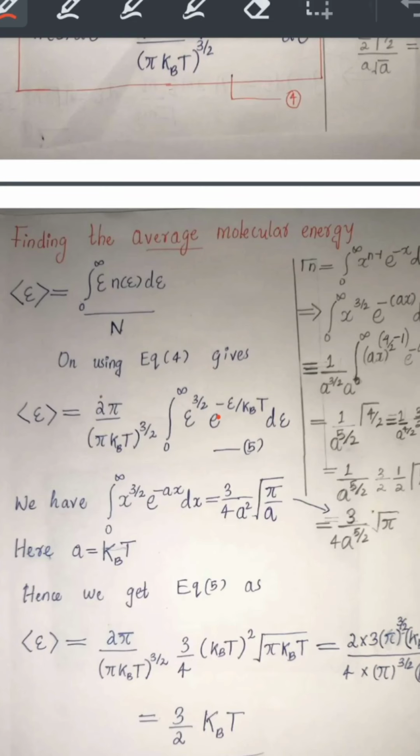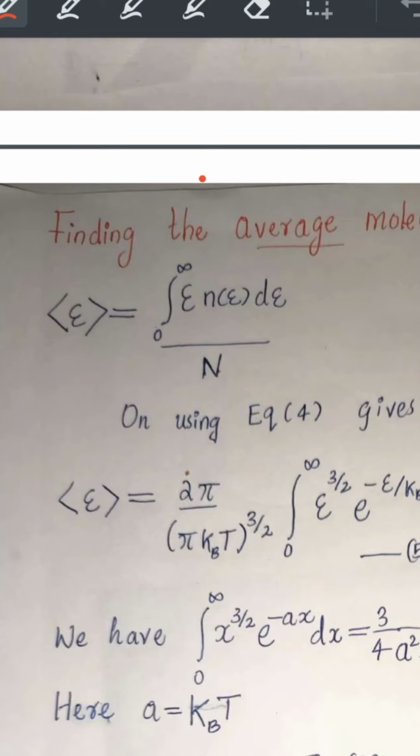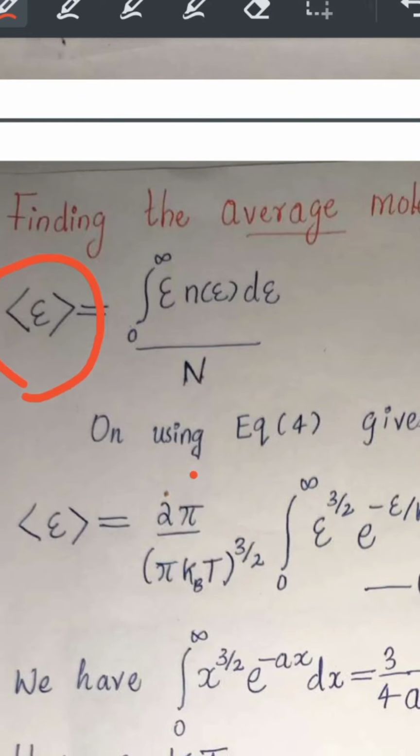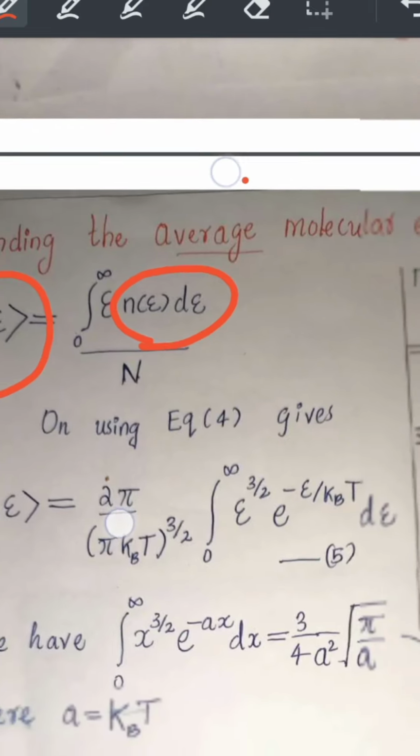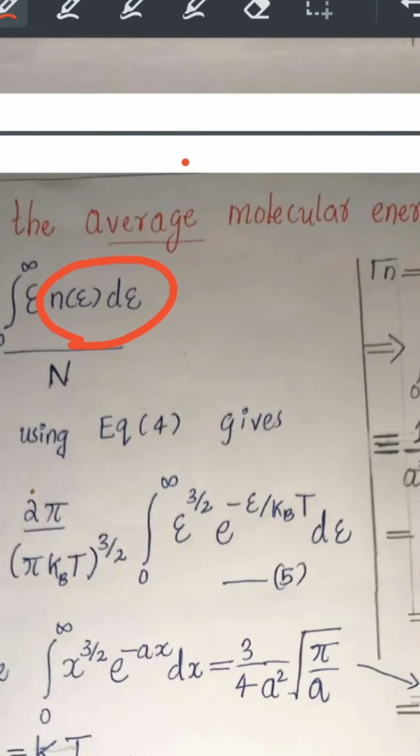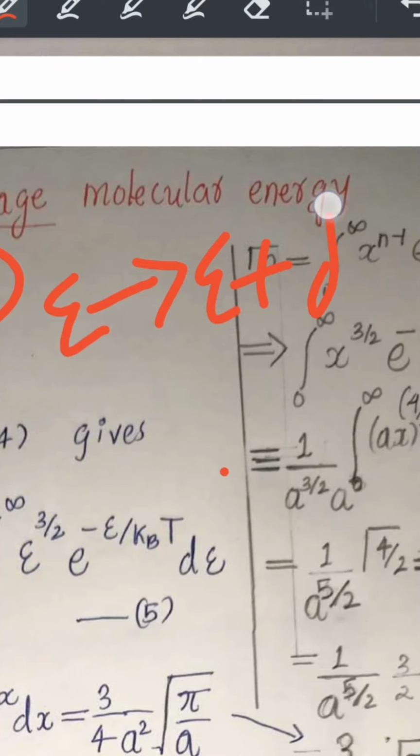In your exams, there might be a question like: find the average molecular energy. That means the average energy of a molecule inside an infinite number of molecules of an ideal gas. You can see that this symbol corresponds to average molecular energy. For finding this average molecular energy, you actually need this N of epsilon d epsilon, and this N of epsilon d epsilon is the number of molecules that lie in the energy range epsilon to epsilon plus d epsilon.